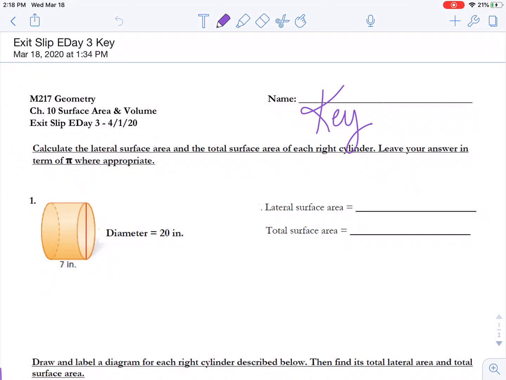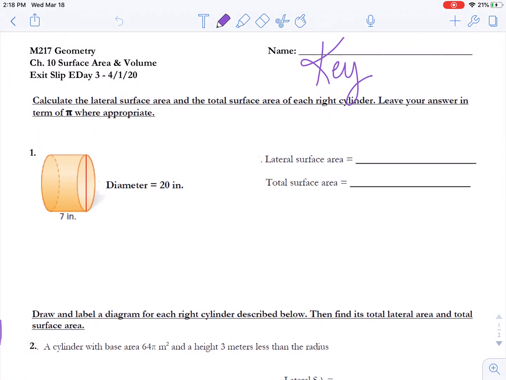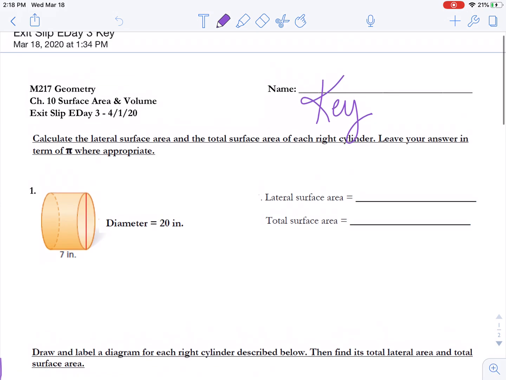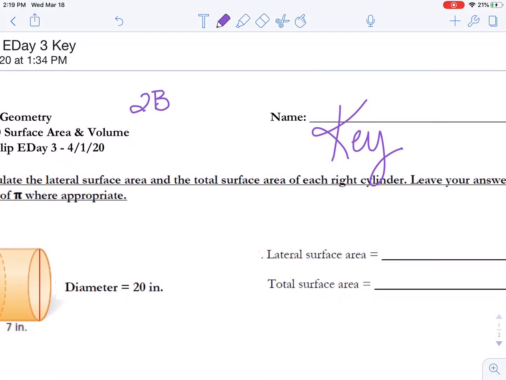All right, let's see how exit slips 3 went. So this is looking at surface area, again, of solids that have two bases. This time, though, the bases are circles, so they're cylinders. Same sort of general formula, the 2B plus pH, except this time we apply the circle formulas.